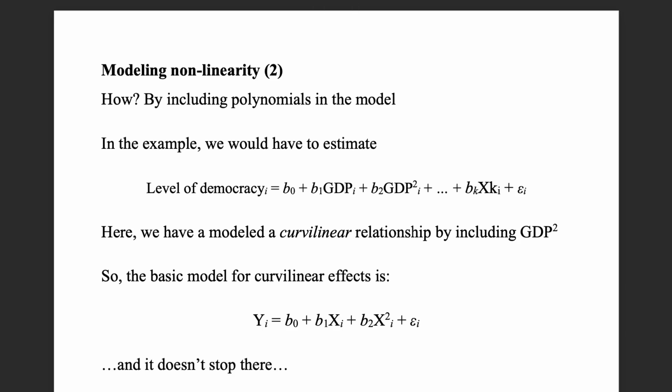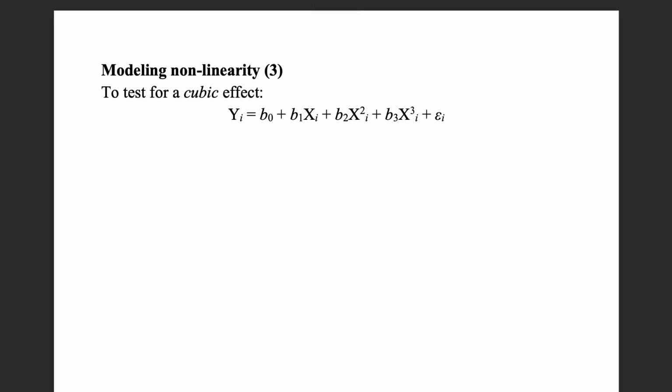And we can make it even more complicated. We could say, well, maybe we expect a cubic effect. Cube meaning taking something to the power of 3, which, if you want to think visually about what that would look like, think of the letter S, a letter S that fell over. So rotate your letter S by 90 degrees, and that's what a cubic effect looks like. So up, down, and up again.